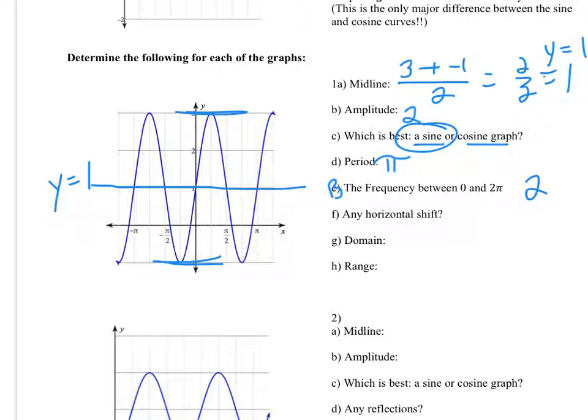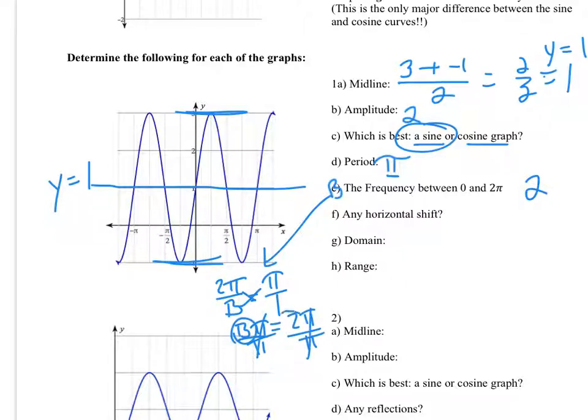2 pi over b is the period. I'll do that down there. So 2 pi over b is the period, but we know that the period is pi, and we just simply cross multiply and solve. So it would be b pi equals 2 pi, divide by pi, and b would be 2, which is what we decided. Okay, if you can figure it out from the graph, sometimes it's a lot easier, but other times you may have to use the formula to figure out what that frequency is.